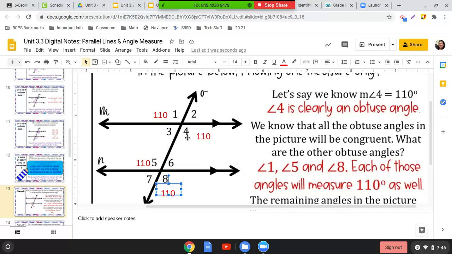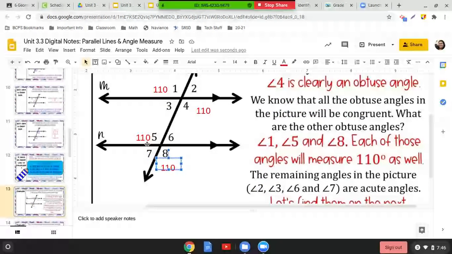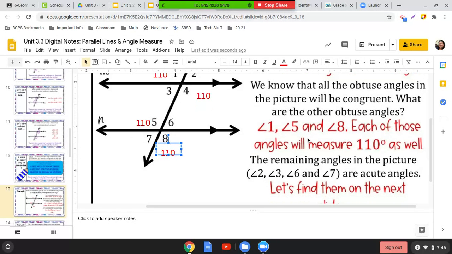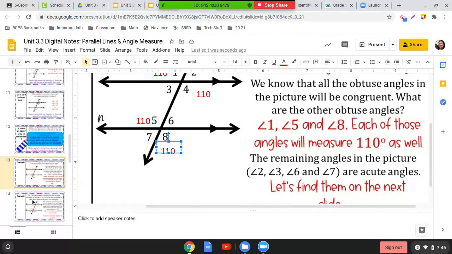Another way you can tell if they're congruent, these are vertical angles. Vertical angles are congruent. These are vertical angles, and vertical angles are congruent. So now we have angles 1, 4, 5, and 8. We are halfway there. So the remaining angles in the pictures are 2, 3, 6, and 7. And they are acute angles. So now we're going to find the acute angles on the next slide. So go to 14.